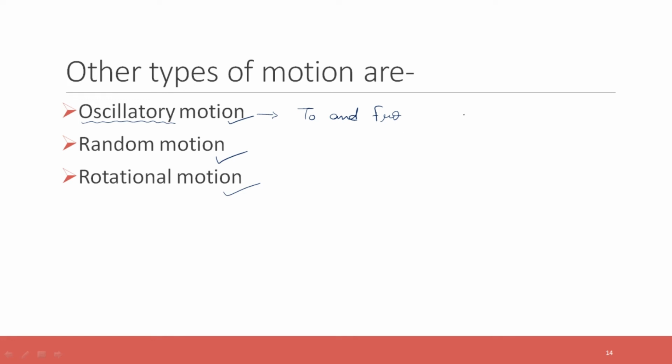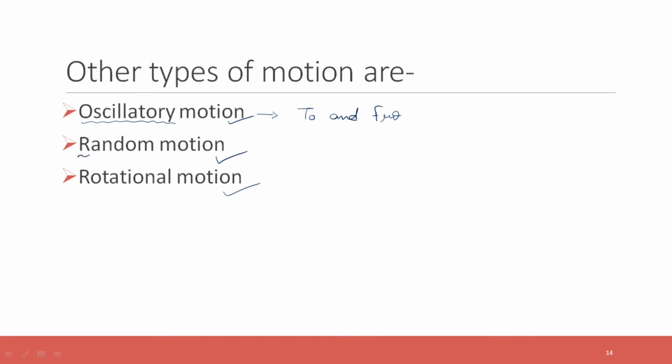Have you seen a guitar? Have you played a guitar? If you have ever seen a guitar, try to notice the motion of the wires of the guitar when it is plucked. You will see that the wires vibrate. And this type of motion is again oscillatory motion.